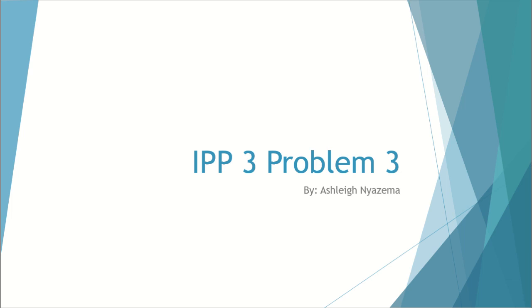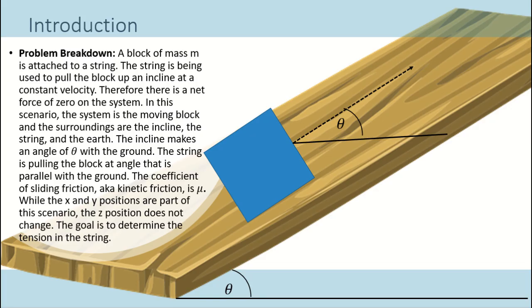Hi, so I'm doing IPP3 problem 3, and so the problem breakdown. A block of mass m is attached to a string. The string is being used to pull the block up an incline at a constant velocity. Therefore, this is a net force of 0 on the system.